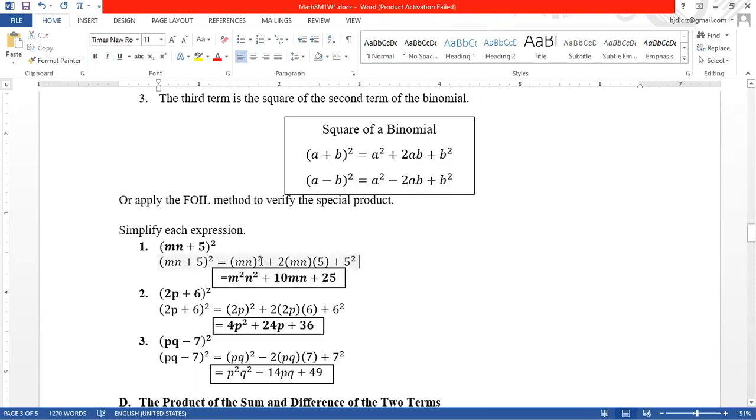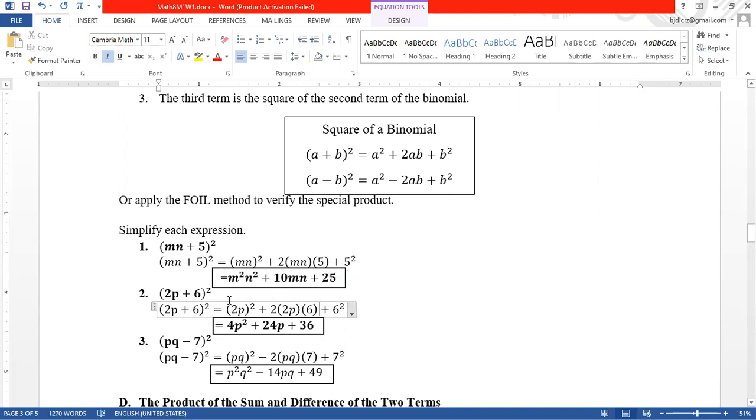So, simplify mn raised to the power of 2. Distribute the exponent. So, exponent 2 will be multiplied to m and n. So, we have here m squared, n squared plus 5 times 2. That would be 10. And copy the variable which is mn. Plus the square of the last term which is 5 squared. 5 squared is equal to 25. So our final answer here is m squared, n squared plus 10 mn plus 25.